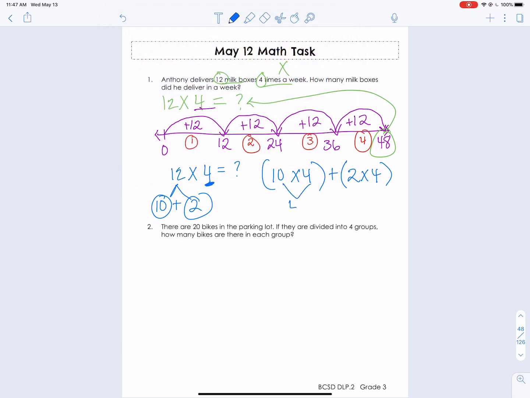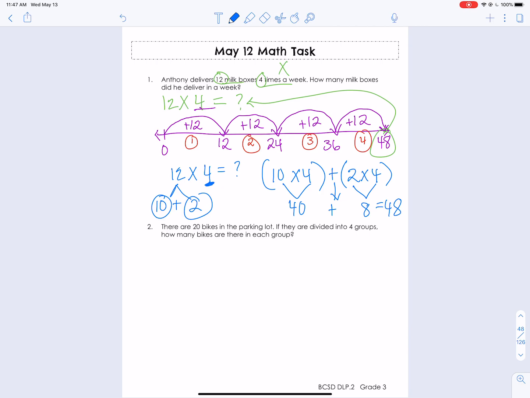So 10 times 4 is 40. I know that because my 10s are really easy. And then 2 times 4 is 8. Bring down that plus sign. 40 plus 8 equals 48. So there's 2 different ways that you could approach that problem.